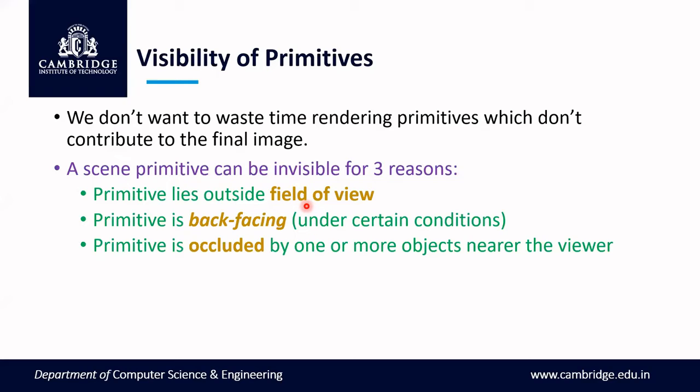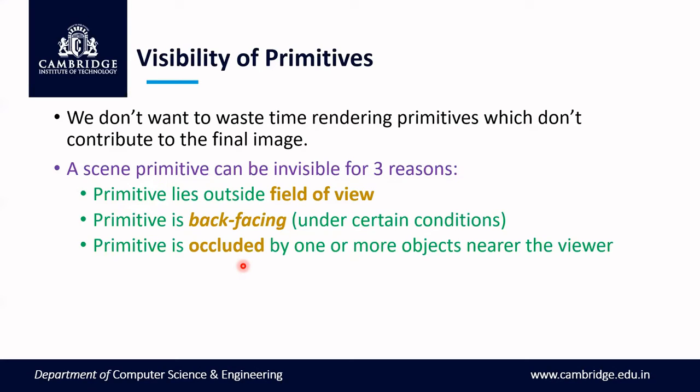Primitive can be out of the field of view. That's nothing but my clipping window. It is completely out of my clipping window. Then why will I keep drawing in all my coordinate systems? Next, the primitive is back facing. It's completely back facing and we are not able to identify the object under certain conditions. The conditions can be anything. Then why will I project those objects?